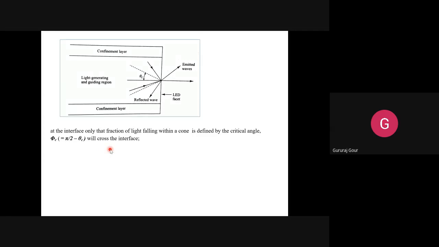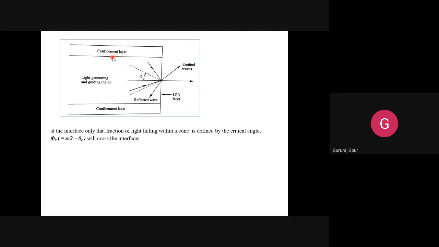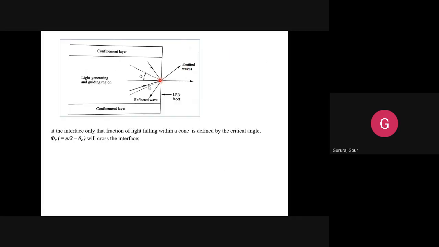So this phi c can also be given in terms of indices as sine inverse of n2 by n1. As per Snell's law, if you take this as phi c, with n1 here and n2 here, the core and air or some other medium, we get sine phi c equal to n2 by n1, or phi c equal to sine inverse of n2 by n1. So n2 is the refractive index of the semiconductor material and n1 is the refractive index of the outside material, as per this context.